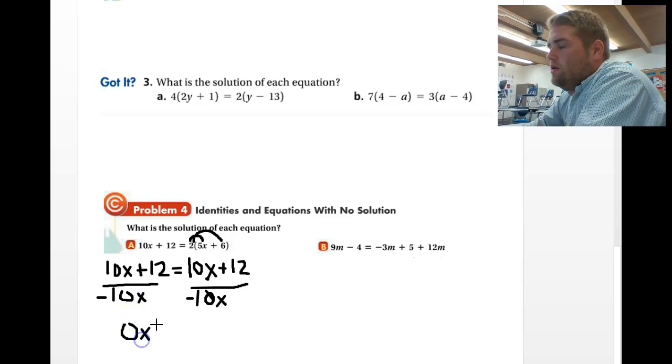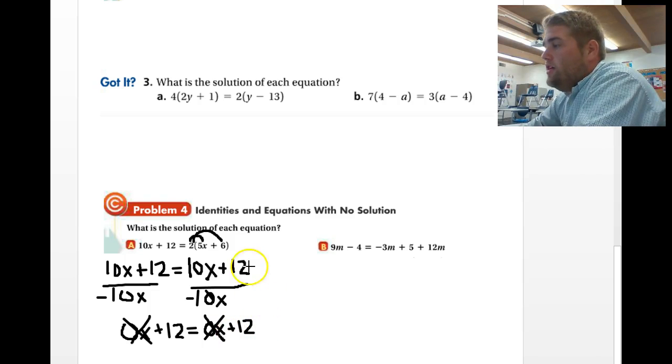0x plus 12 equals 0x plus 12. So what we're left with is our x's go away. And guys, does 12 equal 12? Yes. So this is what's called an infinitely many solution problem.